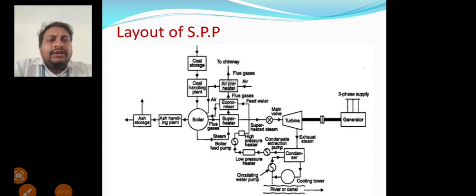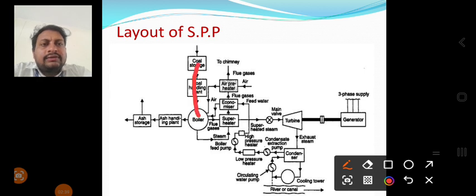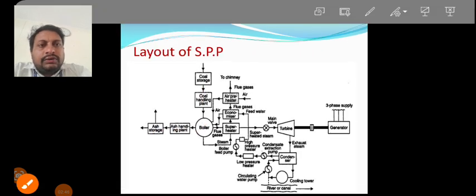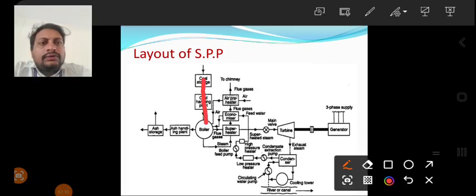Now we are going to see various circuits on the steam power plant. The first circuit is the coal and ash circuit. The first one is the coal.